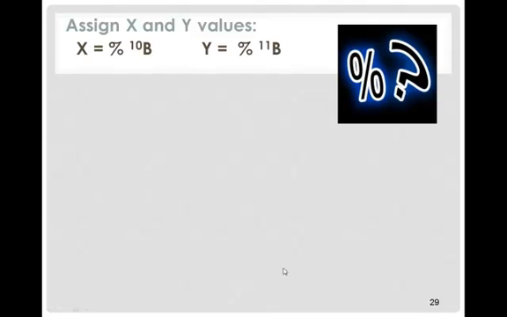So what we would have to do is assign X and Y values. Oh, now we're getting into math class. Not even good. Ugh. All right. We love math, yes, we do love math.